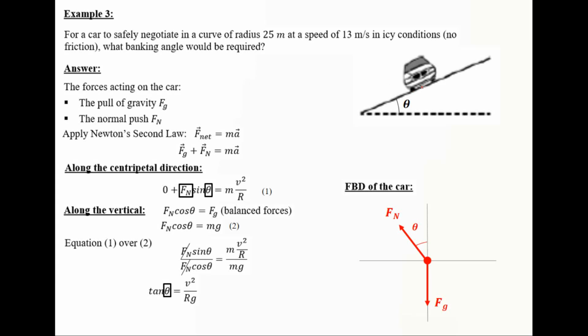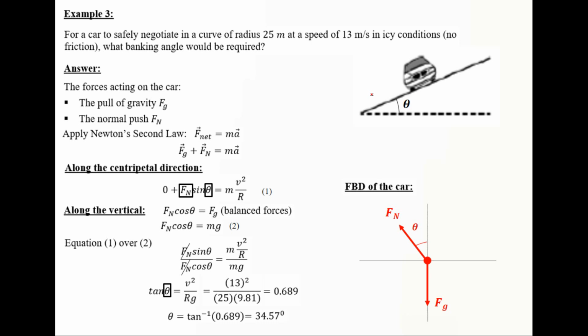This expression gives us the value of the angle theta that is required in order for the car not to skid along an icy banked road. V is 13, we have R, we have g, then theta would be the inverse tangent, and the angle is given by 34.57 degrees.